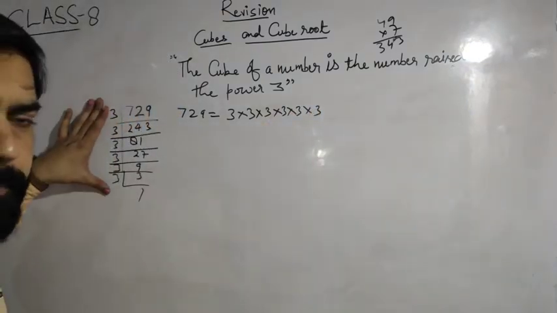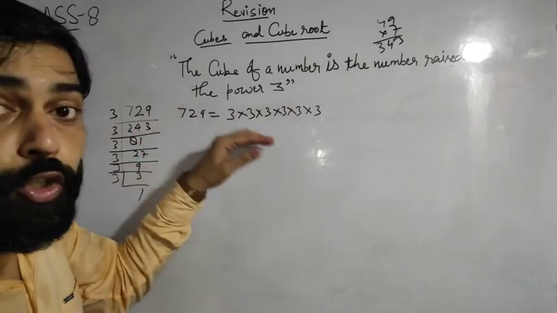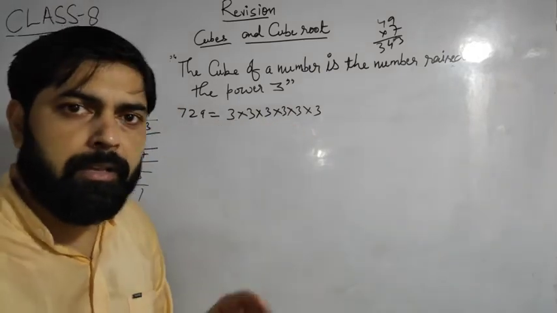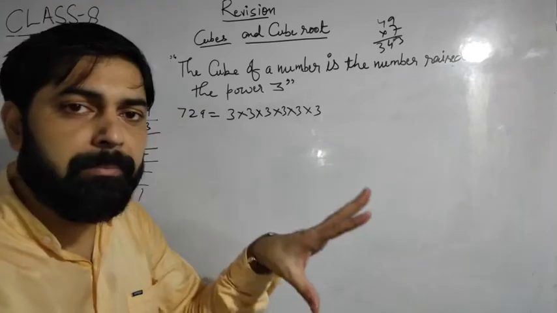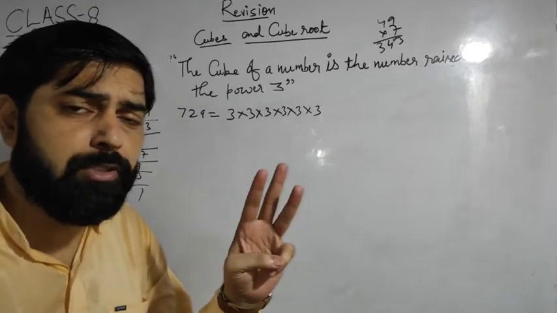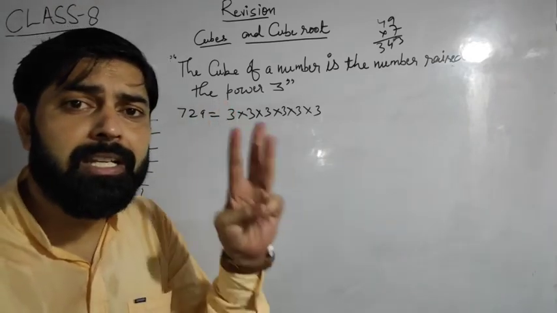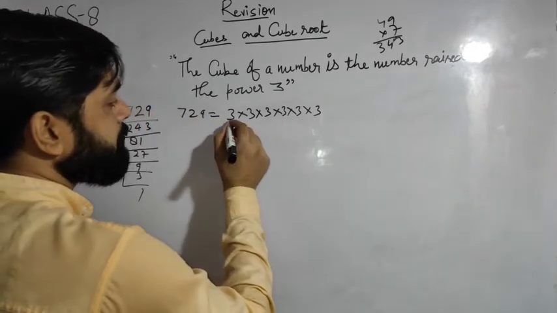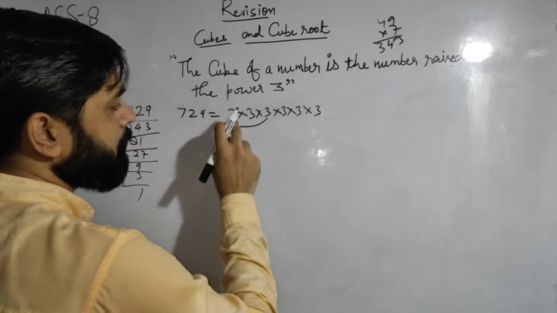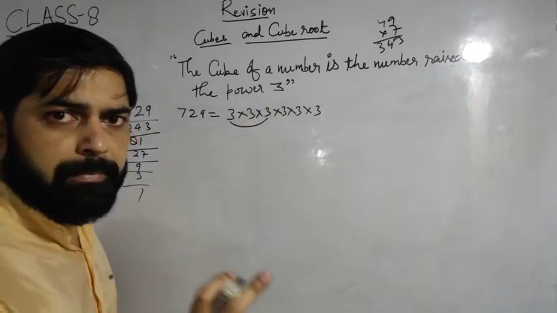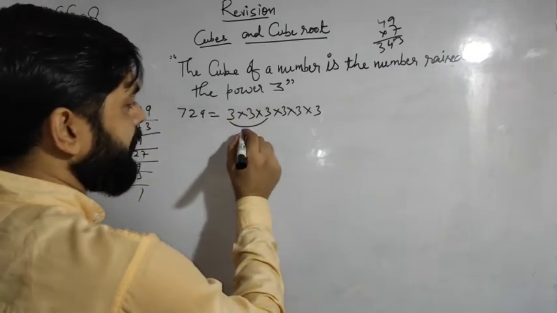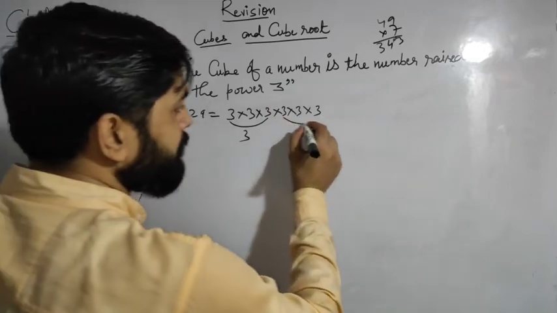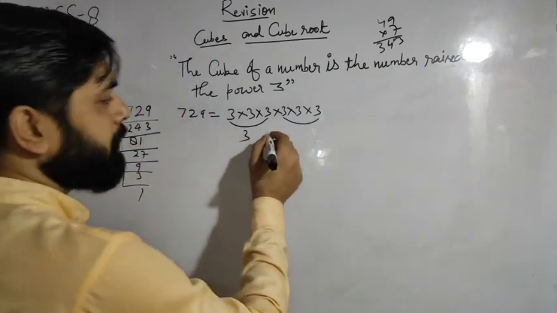Then second step, we make groups of 3 like numbers. We will make groups of like numbers, and in each group there should be 3 like numbers, 3 same numbers. So the first group will be this one, 1 2 3. These are like numbers, the same number. So we make the first group, and this is a group of 3. Another group, this is also a group of 3.